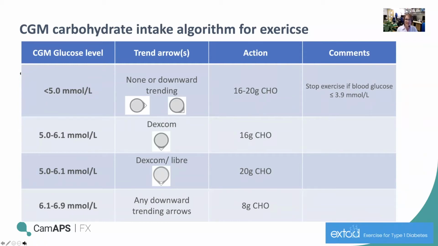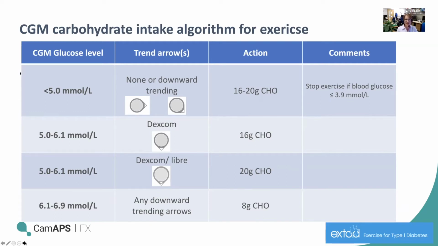I don't necessarily need any extra carbs. But some people, if they see a downward trend, their blood sugar is 7 to 10, but they notice the Dexcom pointing downwards slightly, then they may choose to have a little bit of carbohydrates around the time of actually going into the exercise itself. So there's tables that we've got here.